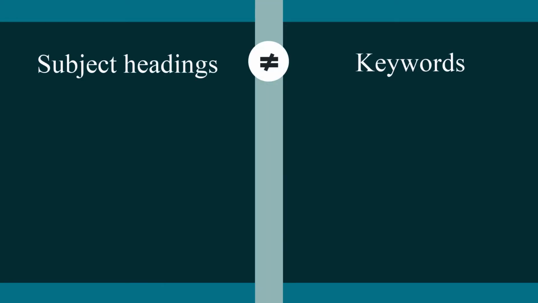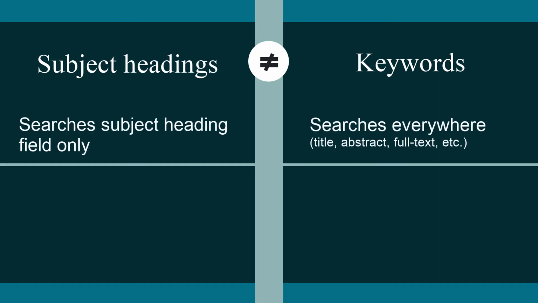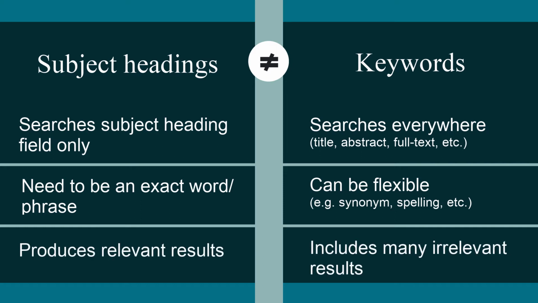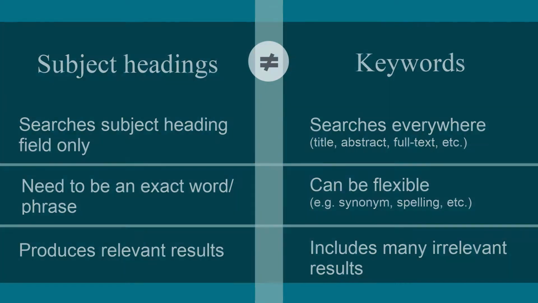Let's take a look at the differences between searching with subject headings and keywords. Subject heading searches search only the subject heading field in a record. Keywords search anywhere in a record. Subject headings need to be the exact words or phrases. Keywords are natural language terms, and you need to think of all synonyms, spelling variations, and so forth. Subject heading searches give you more relevant results. Keyword searches include many irrelevant results.